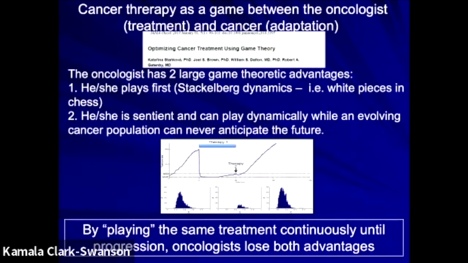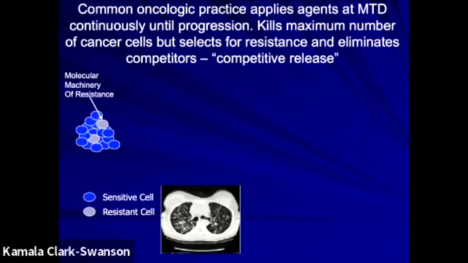And perhaps relevant to Jake's point is that for 5 decades, the standard dogma in oncology has been that a drug or set of drugs is applied at maximum tolerated dose continuously until progression. And what I would suggest is that this therapy actually specifically gives up the two advantages that the oncologist has. Let's look at this again from an evolutionary point of view.